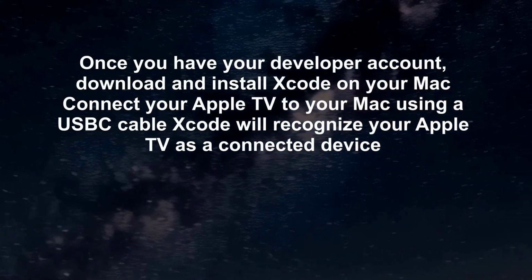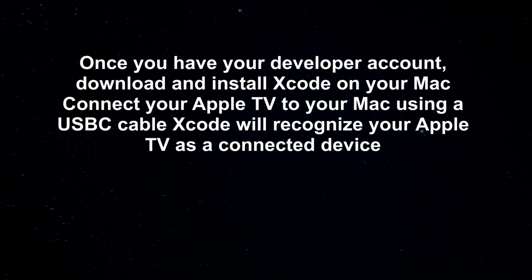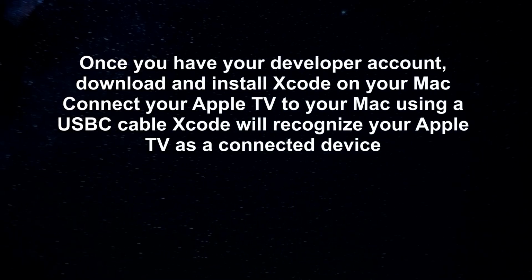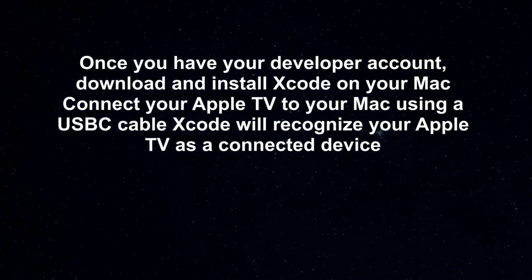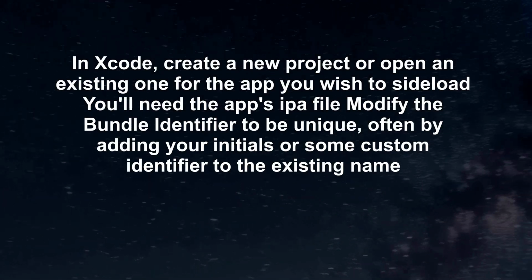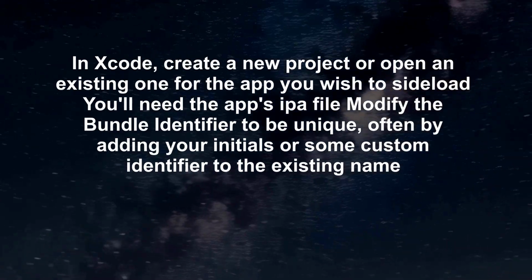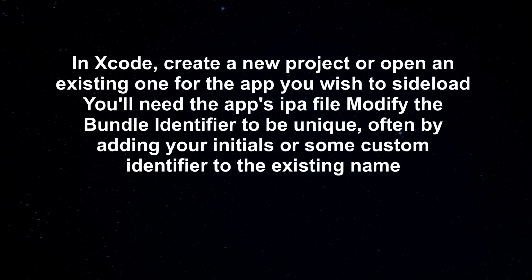Once you have your developer account, download and install Xcode on your Mac. Connect your Apple TV to your Mac using a USB-C cable. Xcode will recognize your Apple TV as a connected device. In Xcode, create a new project or open an existing one for the app you wish to sideload. You'll need the app's IPA file.